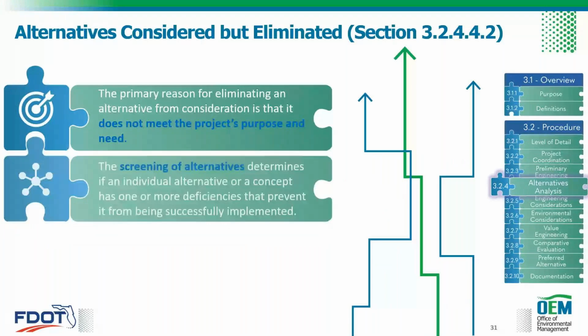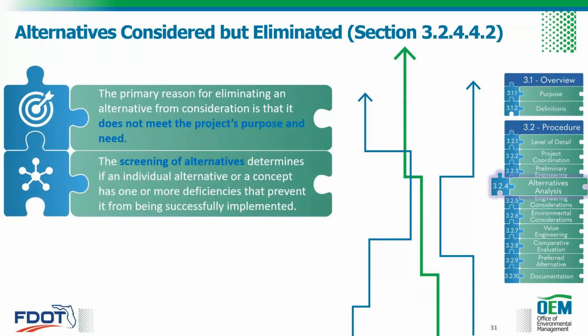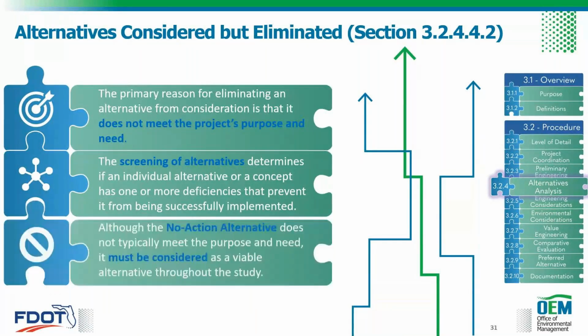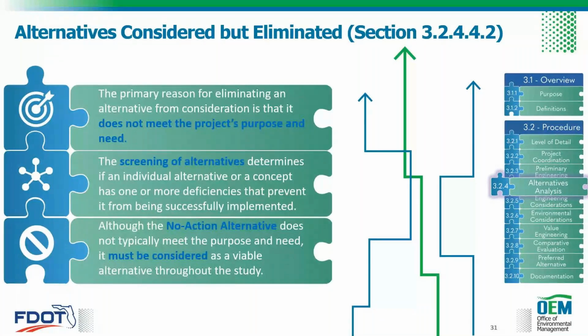The screening of alternatives determines if an individual alternative or concept has one or more deficiencies that prevent it from being successfully implemented. And again, we'll mention this again, although the no-action alternative does not typically meet the purpose and need, it must be considered as a viable alternative throughout the study.